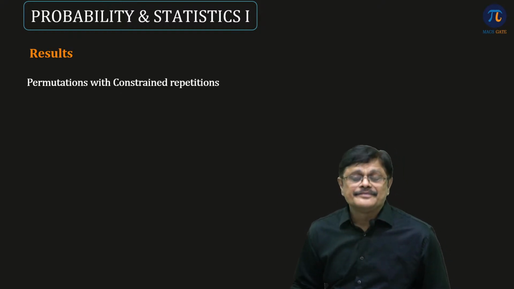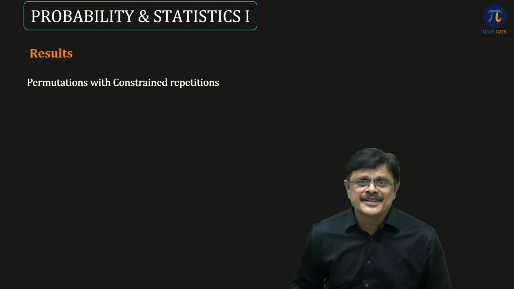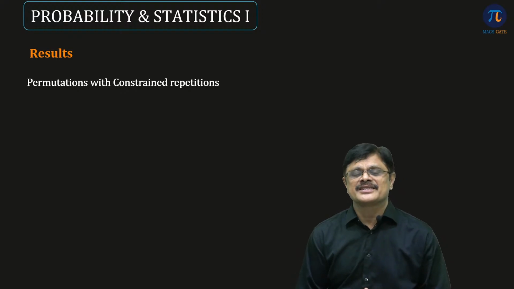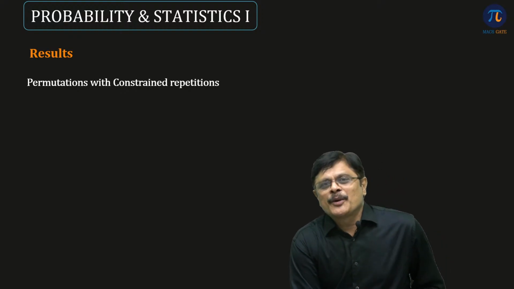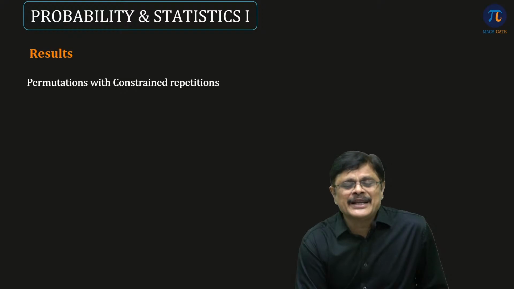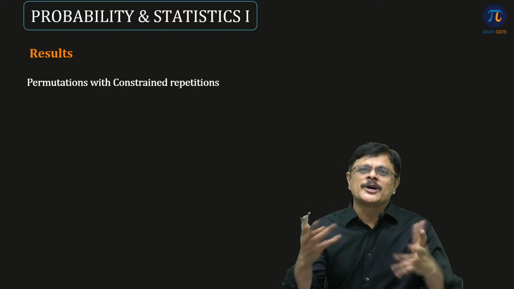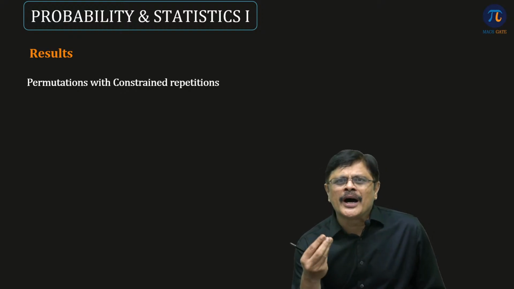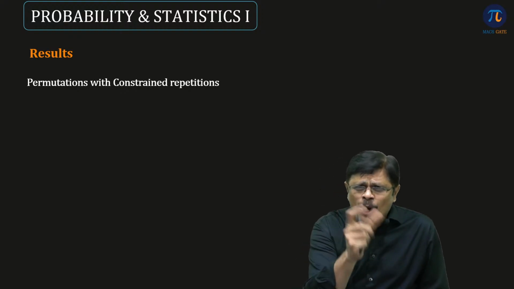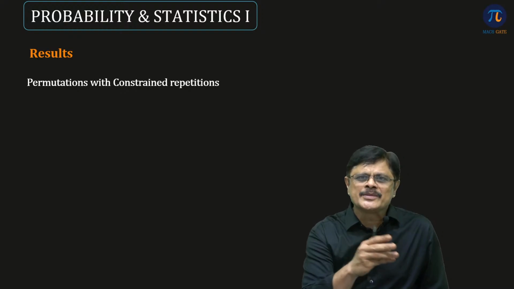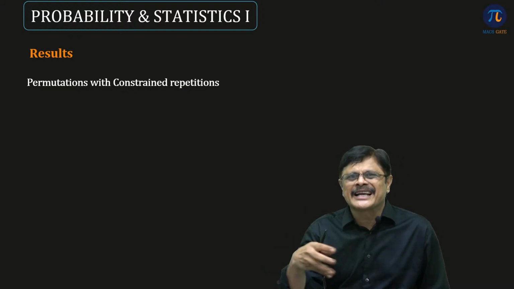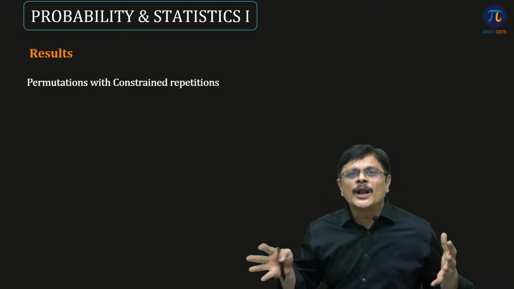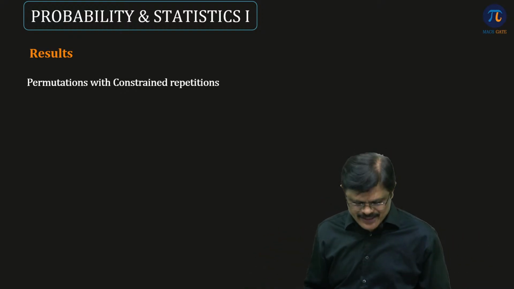Permutations with constrained repetitions. That is permutations with repetitions, but not all possible repetitions. Maybe a few objects can be repeated 5 times, a few objects can be repeated 3 times, like that. That is with conditional repetitions. It's not all possible repetitions, but conditional repetitions.